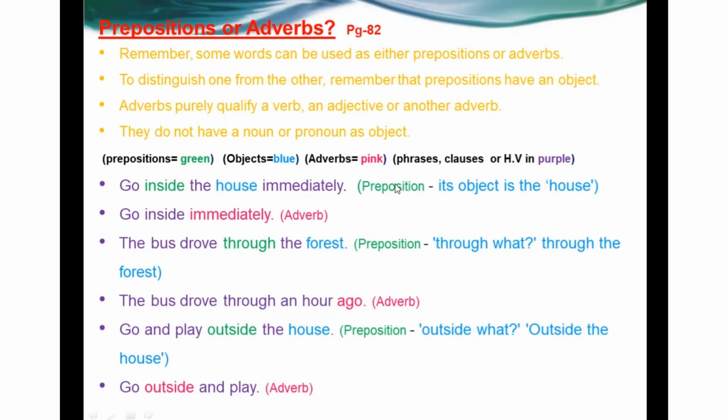So students, inside is our preposition, and what is the object of this inside? House is the object. That is why it is given in blue color. If the same sentence is there and we want to make sure whether it is the adverb or the preposition, we will take out this object. So it will become go inside immediately.